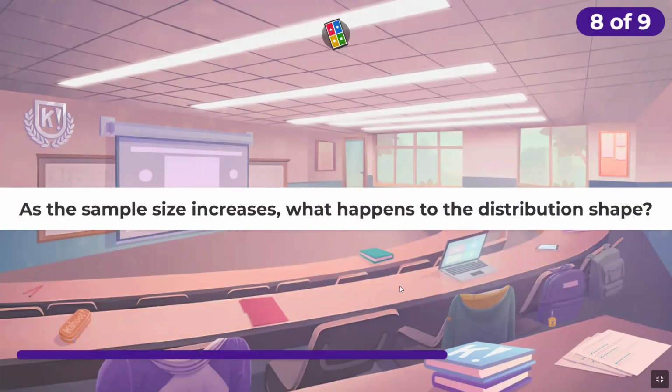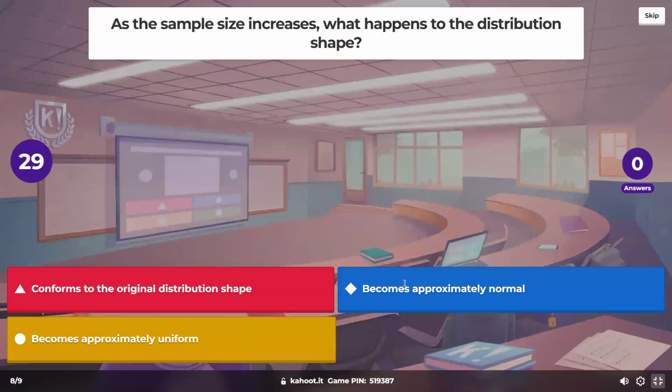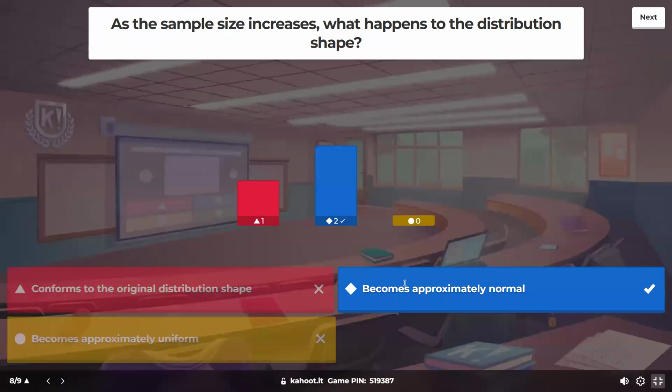As the sample size increases, what happens to the distribution shape? The other side of the central limit theorem. Yep, it becomes more and more normal as the sample size increases.